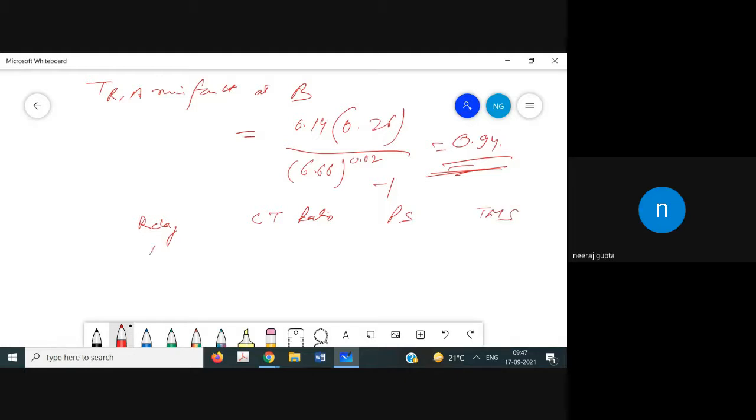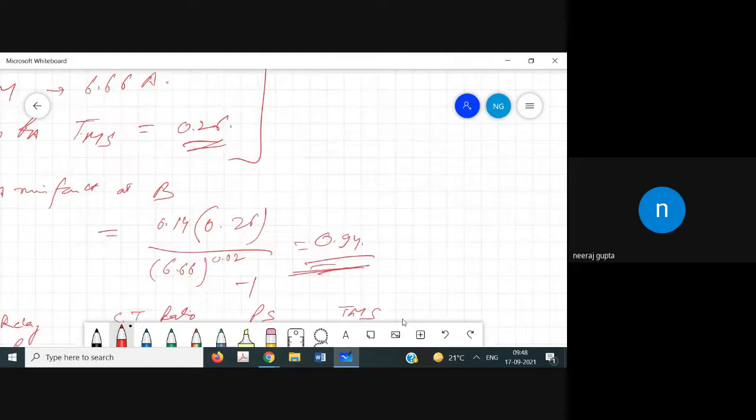So for relay RB and RA, the CT ratio in the case of RB we have already calculated as 100 is to 1, and for RA 300 is to 1. The plug setting we have assumed is 1 ampere, 1 ampere. The time multiplier setting we have assumed as 0.1 for RB, and for RA it equals 0.626. So this is how the selectivity is maintained between relay A and relay B.